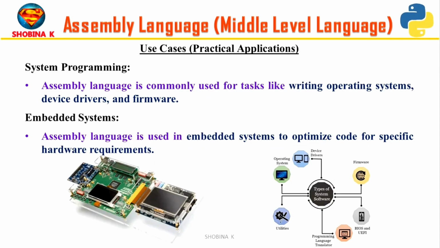Now let's see some use cases of assembly language. First, we have system programming. Assembly language is commonly used for tasks like writing operating systems, device drivers, and firmware. So it provides low-level control for managing system resources and interacting with hardware. Next up, we have embedded systems. Assembly language is used in embedded systems to optimize code for specific hardware requirements.